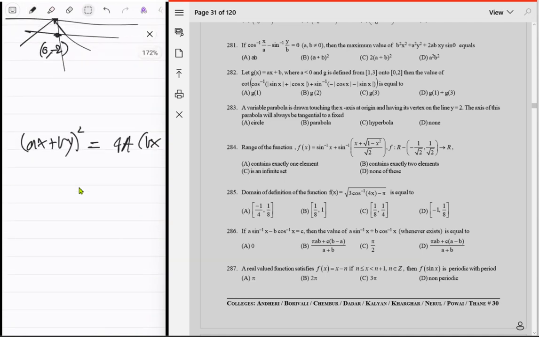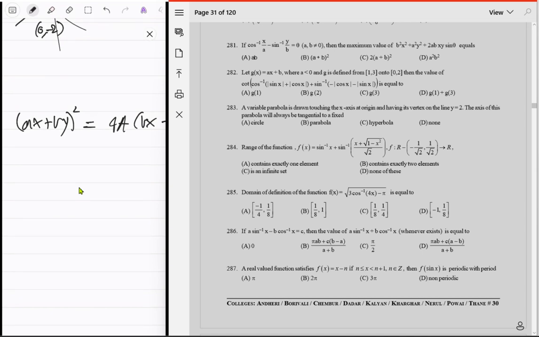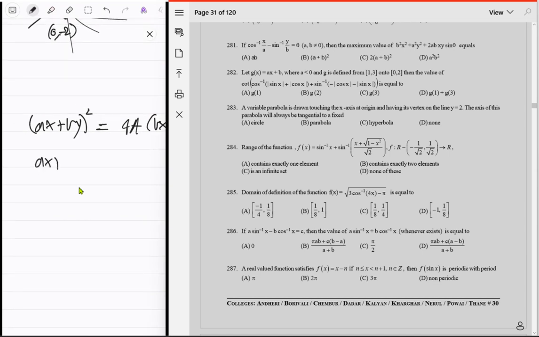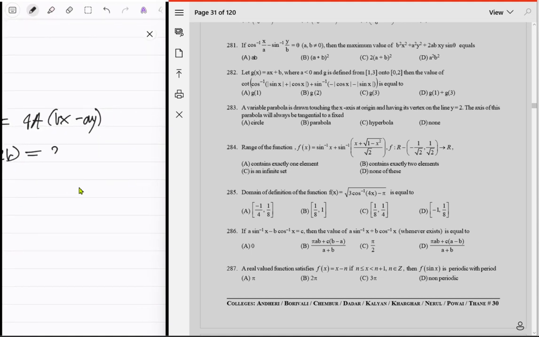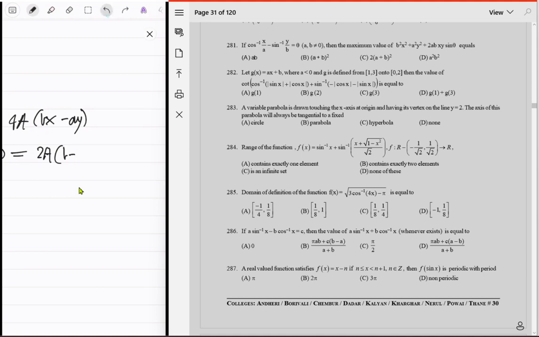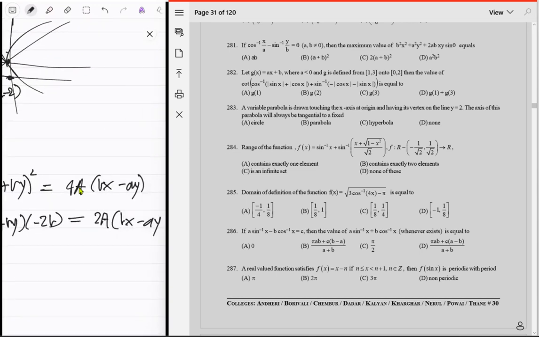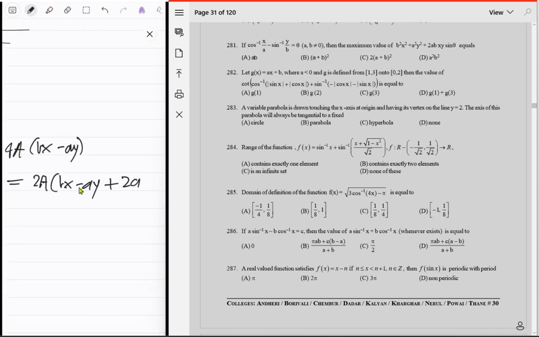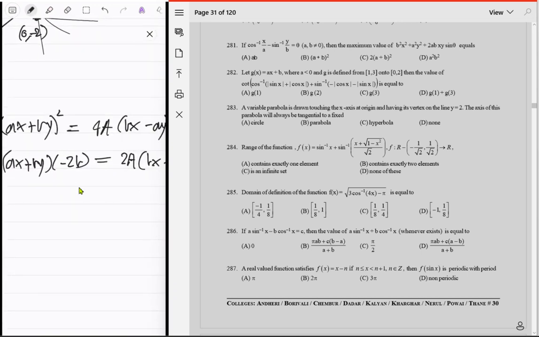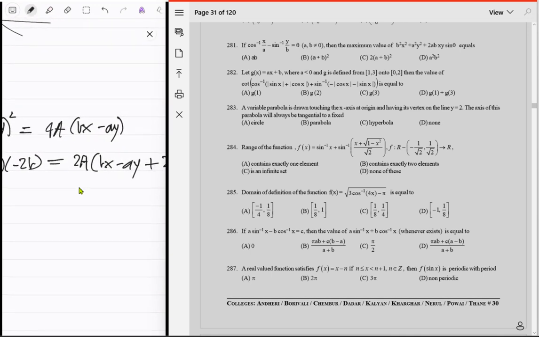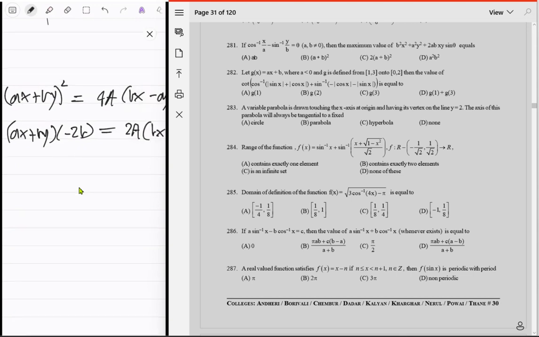And the tangent at 0, negative 2. It's like what? That will just be ax plus by times negative 2b is equal to 2a times bx minus ay. What did we write? bx minus ay plus, so just put y over this is like plus 2a. Yes. Yeah, that is the thing. And now what we want is this just becomes y equal to negative 2, because that's the thing, right? Well, yeah. So first of all let's see what's happening.